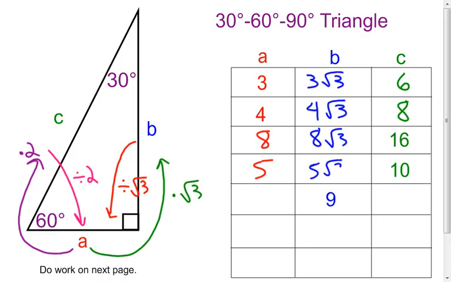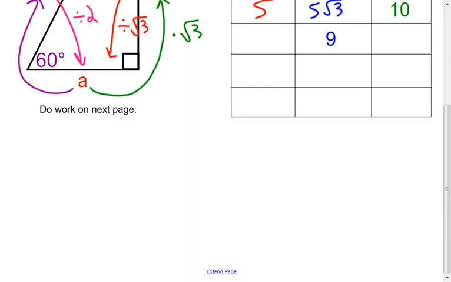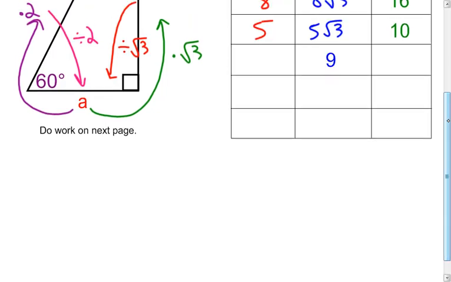So all I'm doing to fill out all those blue numbers is I just took the short leg and multiplied it by root 3 to get the long leg. Well then, if I want to figure out the short leg and the hypotenuse when I know the long leg, now I have to work backwards.